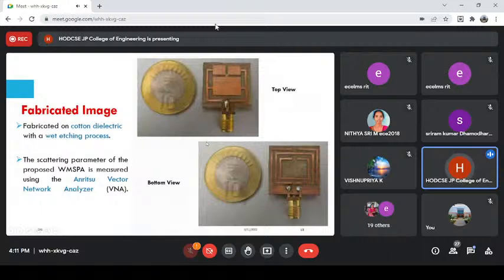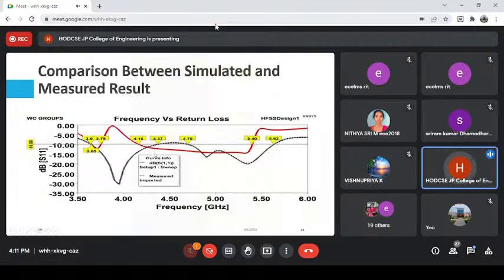This antenna was also fabricated; this is the front and back side view of the fabricated antenna. The result will be analyzed using a vector network analyzer. This figure shows the comparison between the simulated and fabricated results, and both results are almost equal.